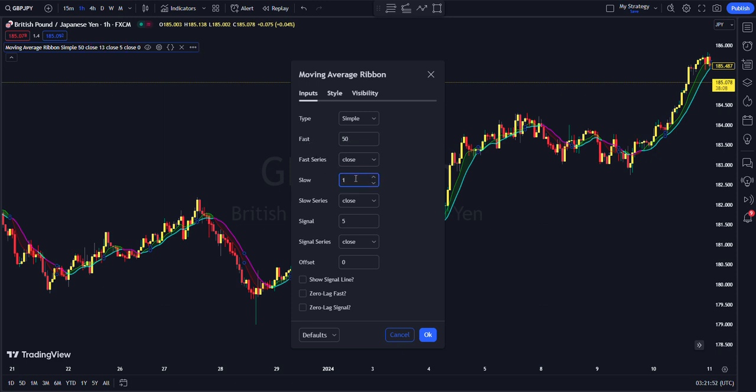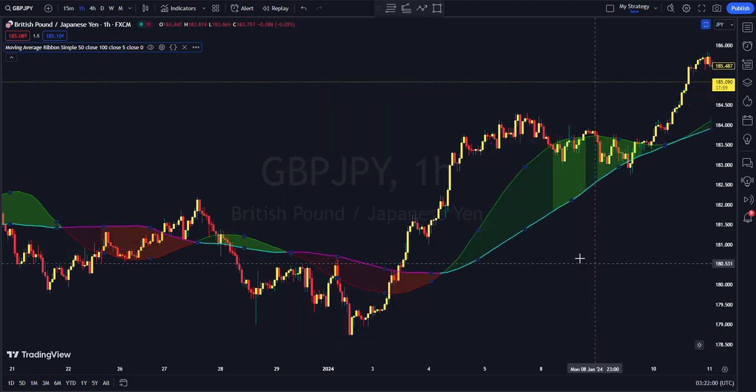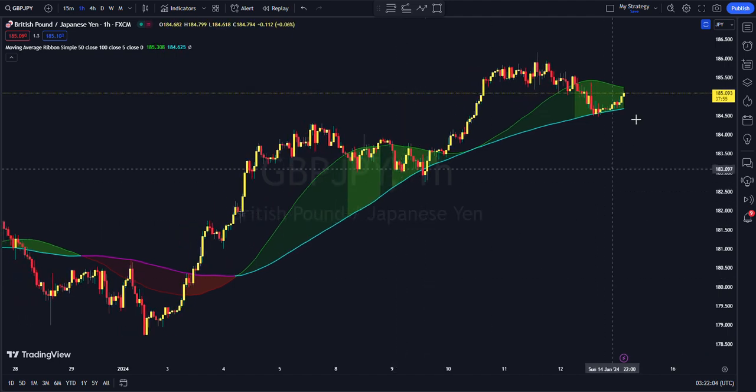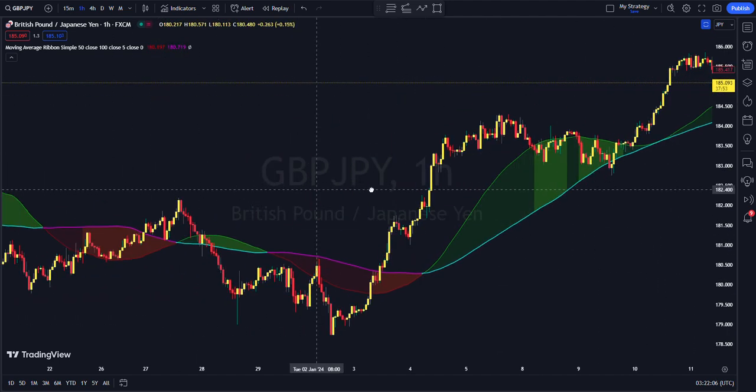You have the option to use the signal line as a trade entry trigger, but it is not necessary. Once these settings are configured, we are good to go. Now, you will see a visually pleasing moving average ribbon. But how do we use it to follow the trend?